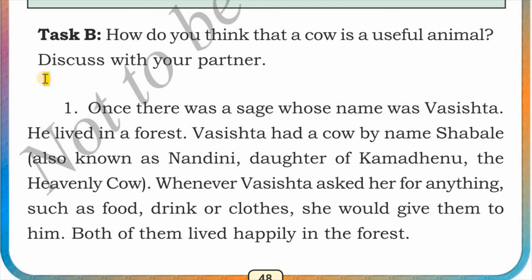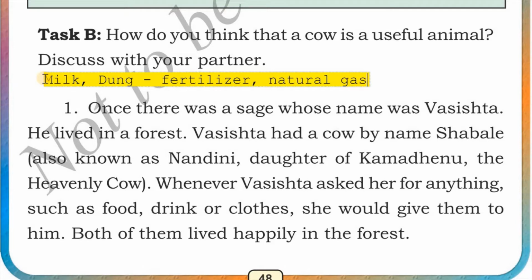First of all, we know that we get milk from cows. Milk is very essential for healthy development of our bodies. Next, cow dung is used as a fertilizer and it is also used for preparation of natural gas. This is called biogas. So cow dung is used for fuel and fertilizer.